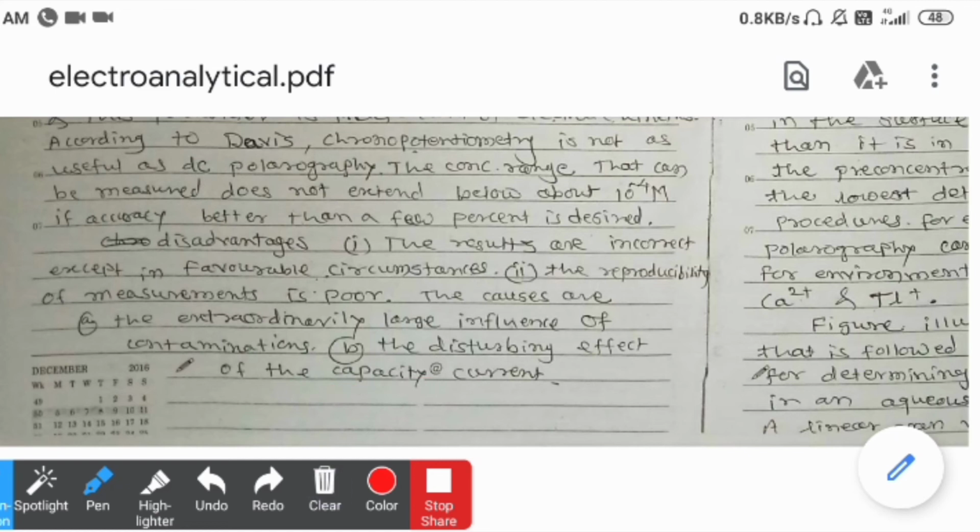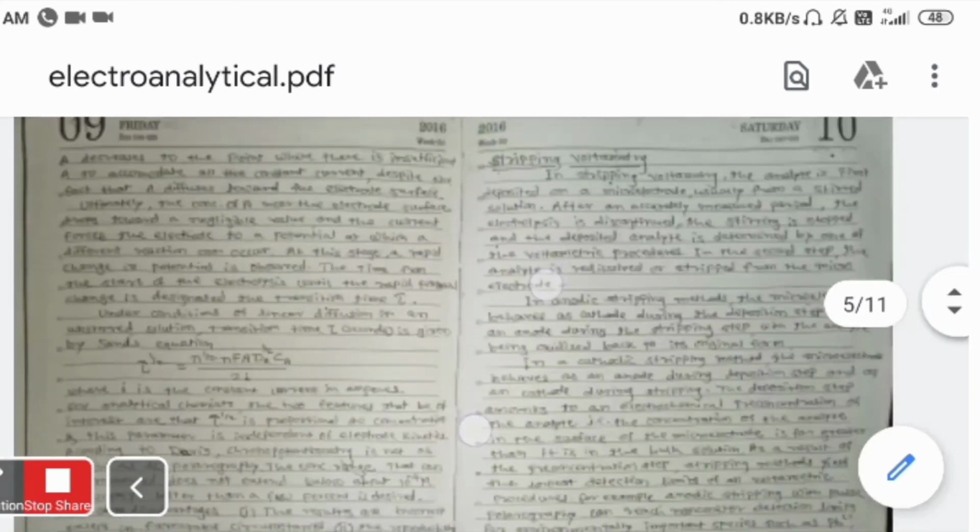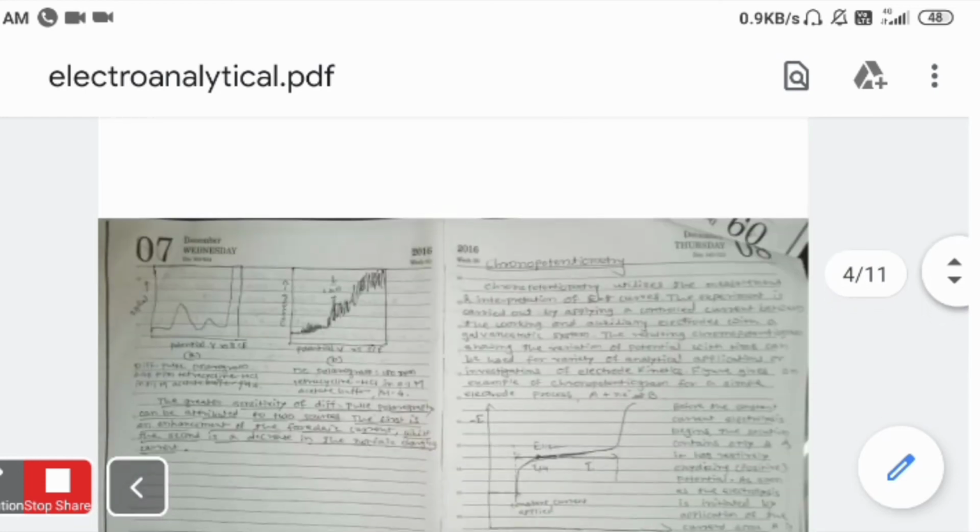This chronoamperometry. Okay, sorry, chronopotentiometry.